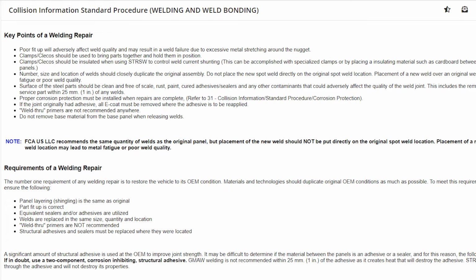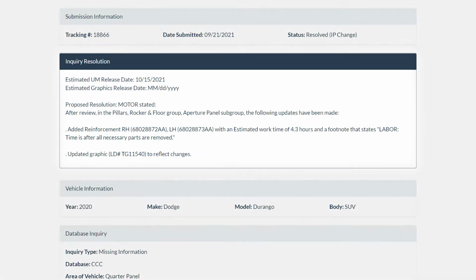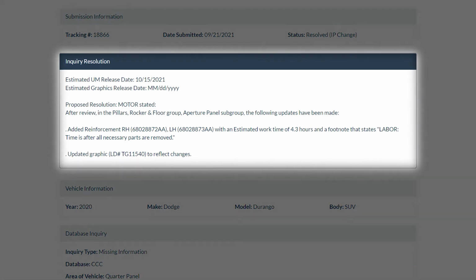And with that, within 24 hours, we were able to submit it to the information provider and get a response back. They added the missing part picture, they added the labor time, 4.3 hours, as well as a footnote saying time is after overlapping parts have been removed. Those are critical details that we're running across often, and this is very common when you're repair planning in all three estimating systems: missing information.